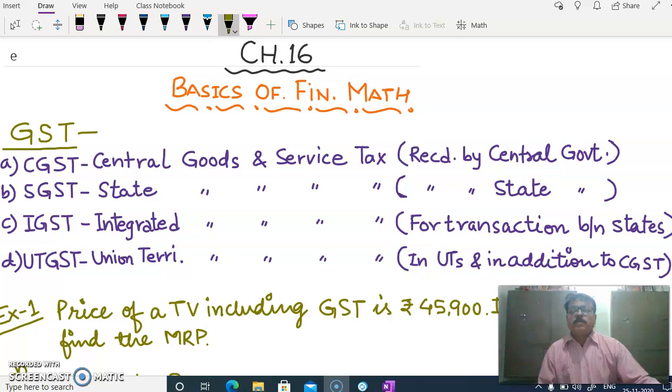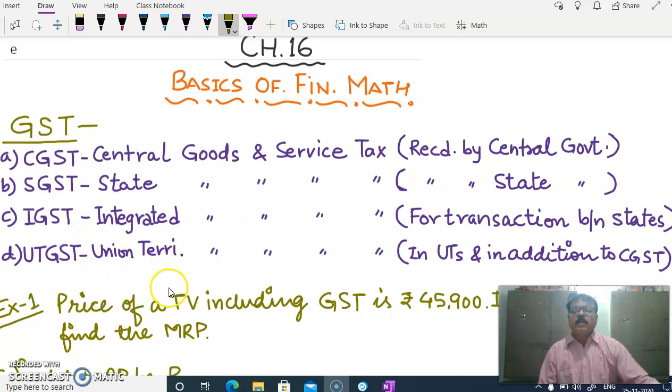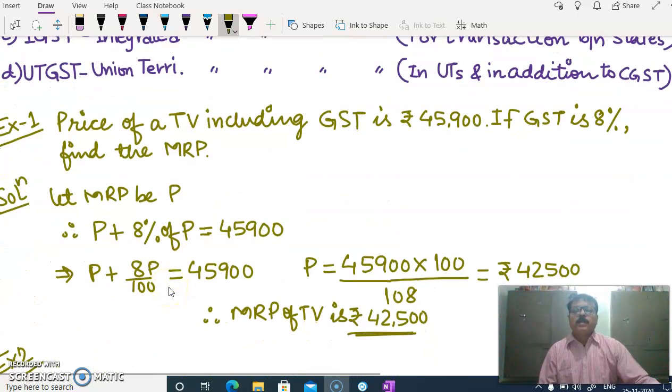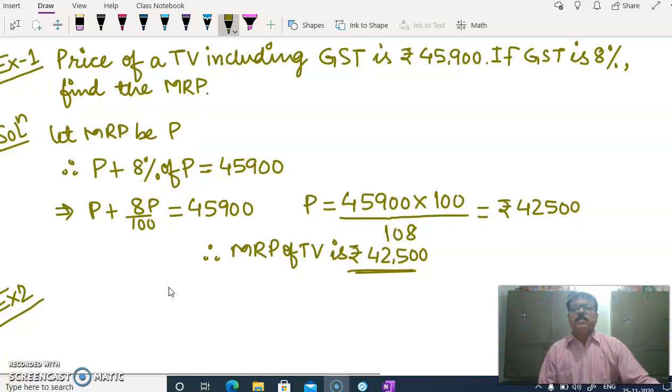And UTGST means Union Territories GST. This is applicable only in the Union Territories of the country and it is paid in addition to the CGST. Correct. Now coming to one of the examples related to GST.